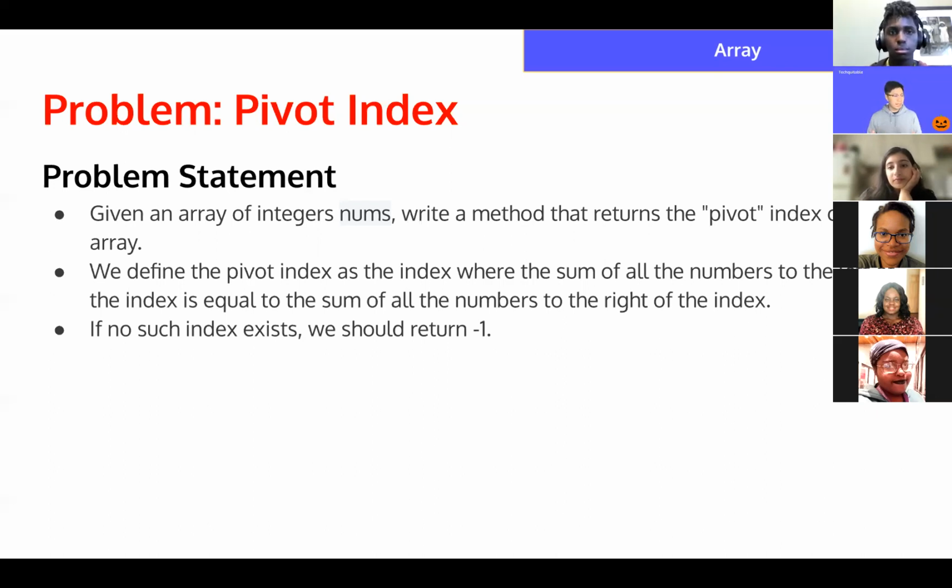So what this is saying is that there could be an index in this array, though it's not a guarantee, where all the numbers to the left of it, if you add them together, the sum is going to equal the sum of all the numbers to the right of its index, right? Then the question becomes, okay, where is that index? And if we find it, we want to return that index. And if there's nothing that fits that, then we'll just return -1.